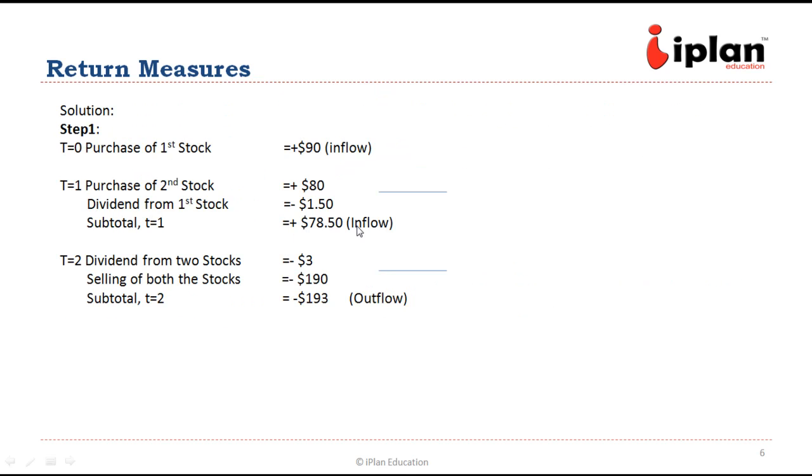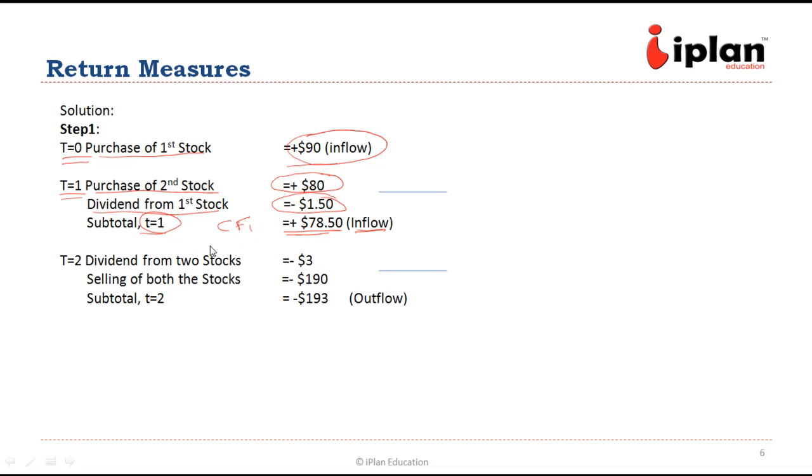See here, at t equal to 0, we are purchasing the first stock for $90, it is an inflow. At t equal to 1, we are buying another stock for $80. Again, this is an inflow, positive sign here. At the end of the first year, a dividend is also given from the first stock of $1.5. This is an outflow, so a negative sign should be given here. So the net is the positive sign, which is inflow. So at t equal to 1, CF1 is a positive number, which is $78.50.